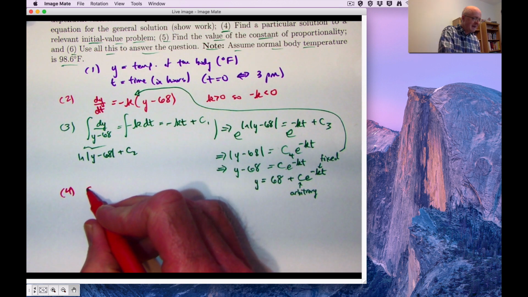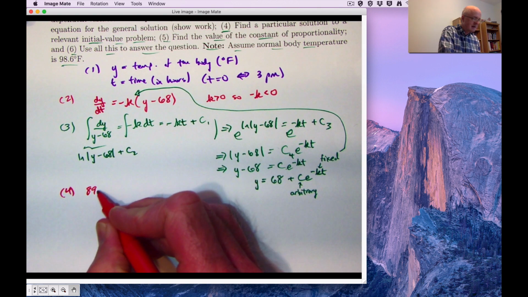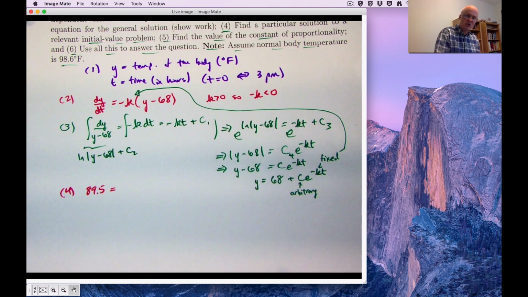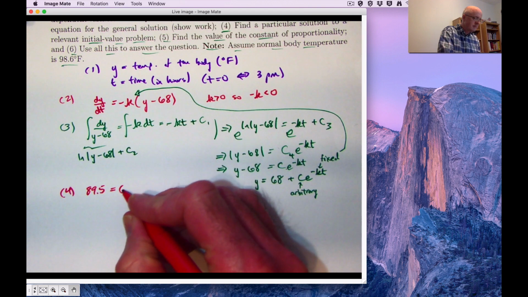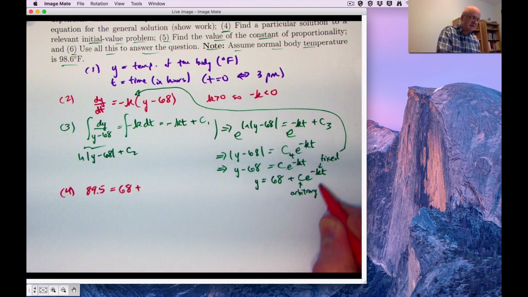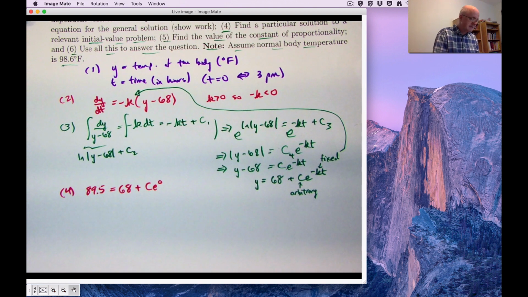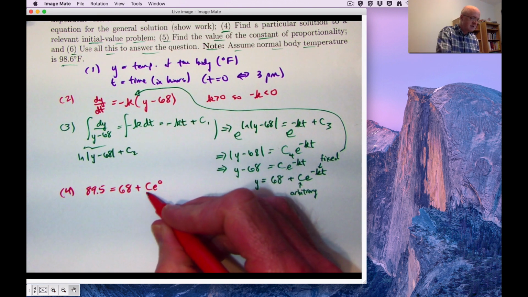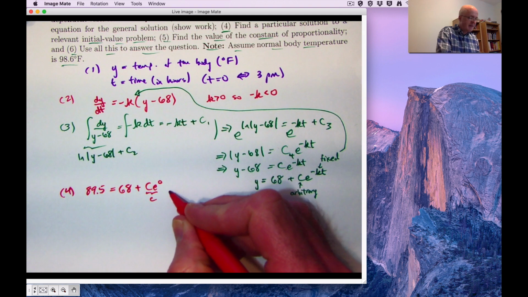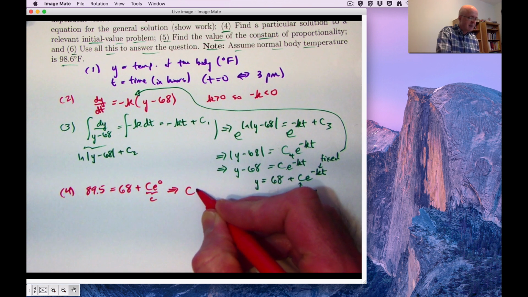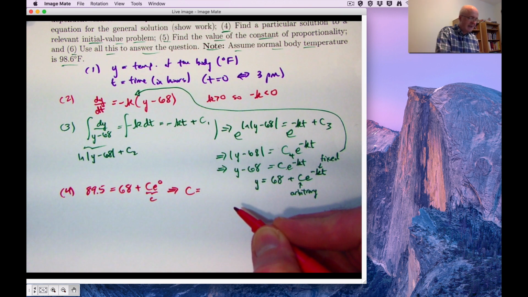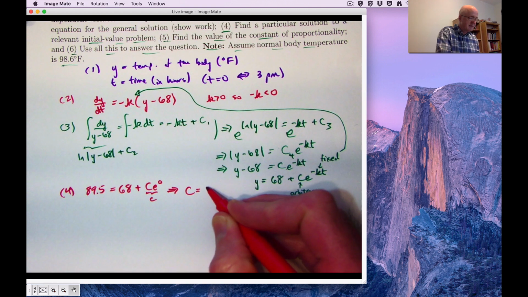Again, 89.5 is the initial temperature at 3 p.m., which is time 0. Plug in t equals 0 here. You're going to get e to the 0, which is 1. 1 times c is c. This just simplifies to c. And then I can solve for c by subtracting 68 from both sides. 89.5 minus 68 is going to be 21.5.